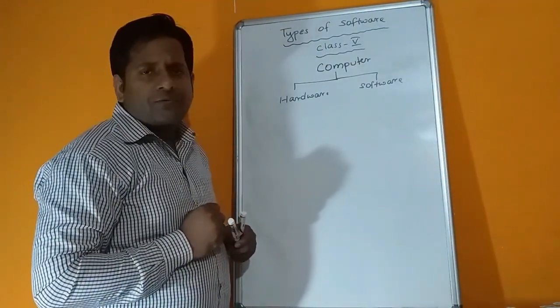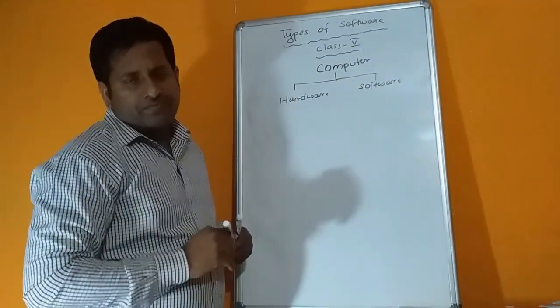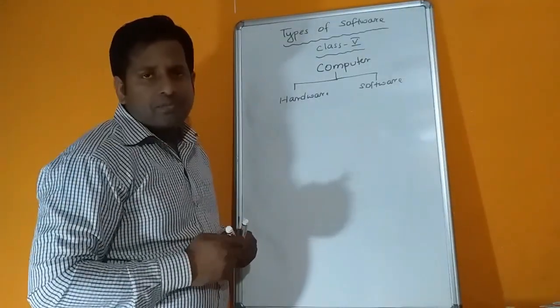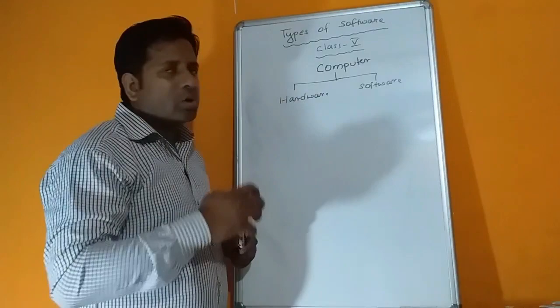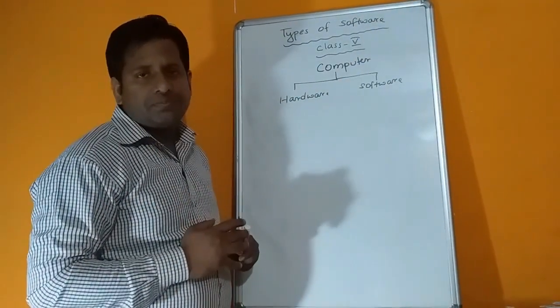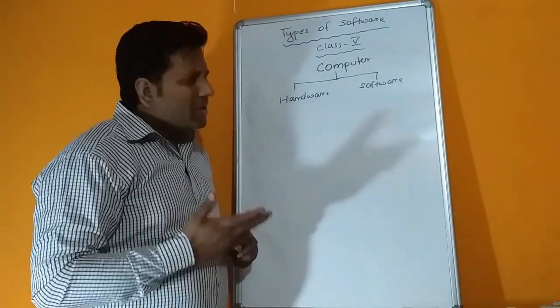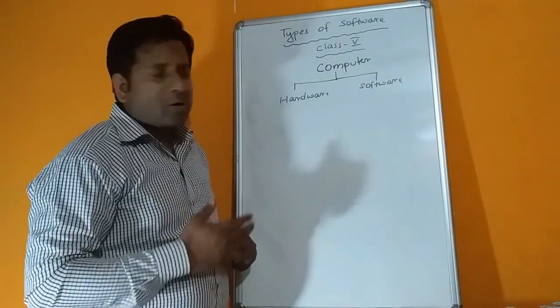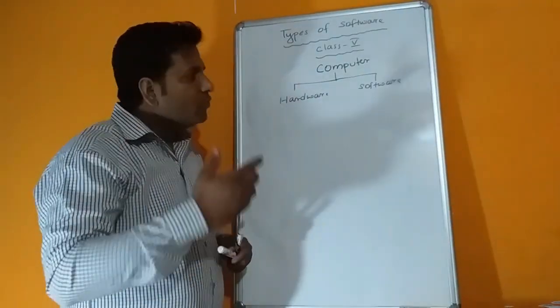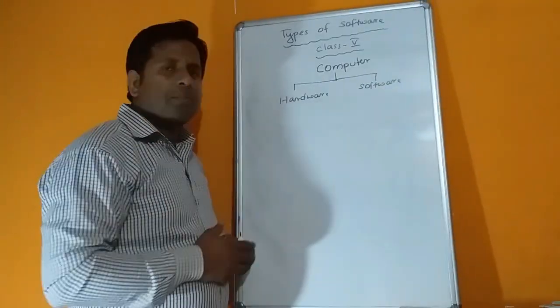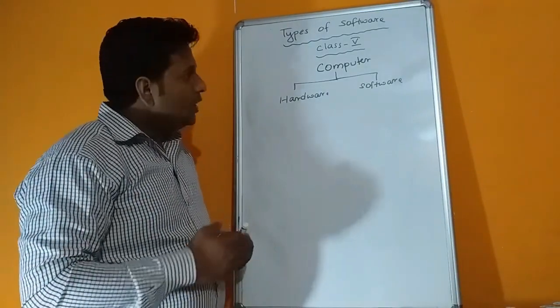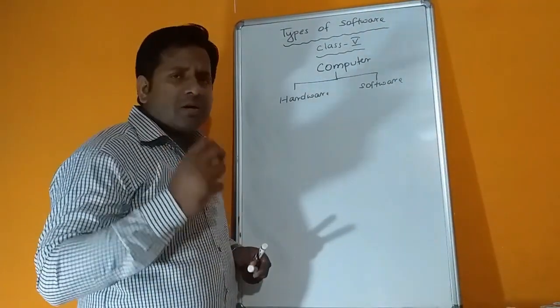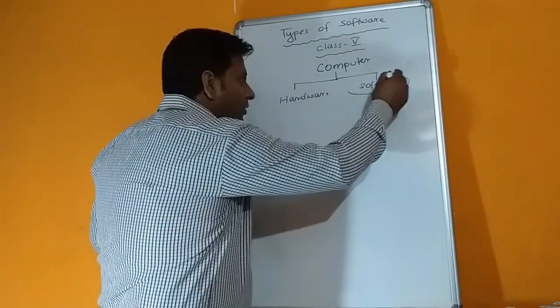Software is a part of computer which we cannot touch. It is a set of programs, instructions given to computer to perform a task. So examples are like Microsoft Paint, Microsoft Word, any movies, games. These are all examples of software. So today in this chapter we are going to learn about this software.